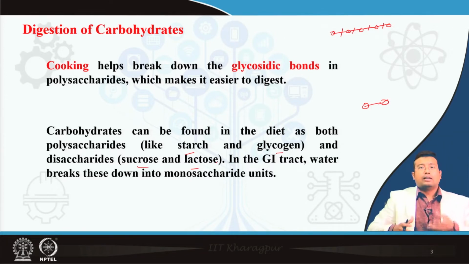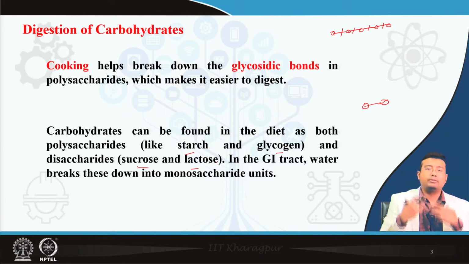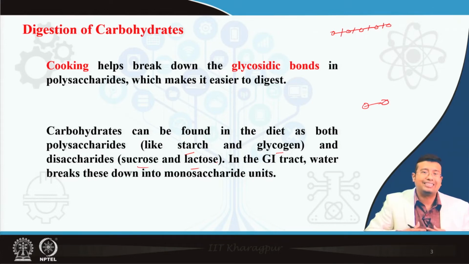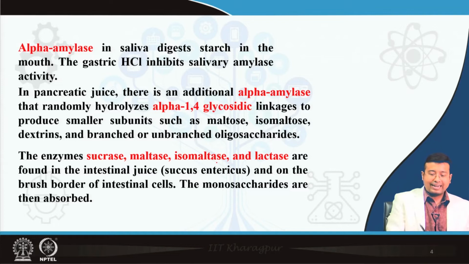So, what happens in the GI tract? Water breaks these down into monosaccharide units. As we go down, whether it be polysaccharide or disaccharide, it will be easily broken down as it goes down into our gastrointestinal tract or GI tract, and we can then easily absorb them. So, the digestion starts with alpha amylase. Any enzyme that digests glycosidic bonds of carbohydrates is known as amylase, right. So, alpha amylase right at the buccal cavity, because it is present in the mouth, okay, it helps in digestion, right.